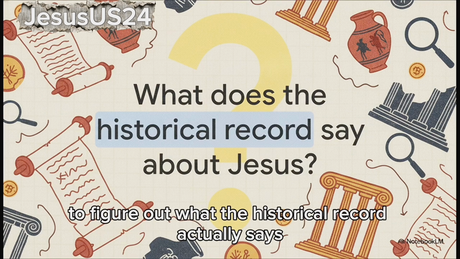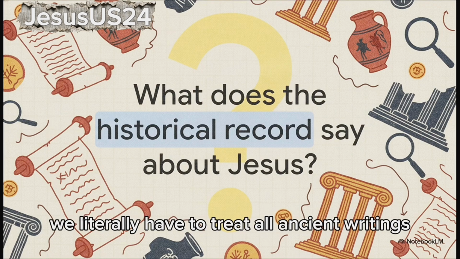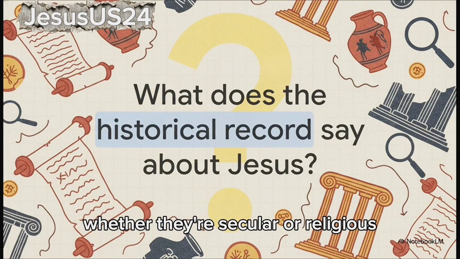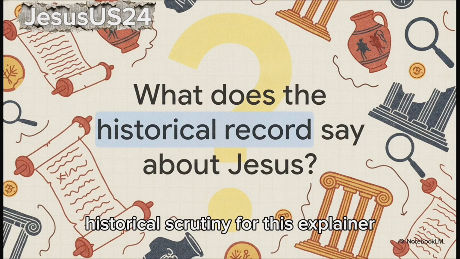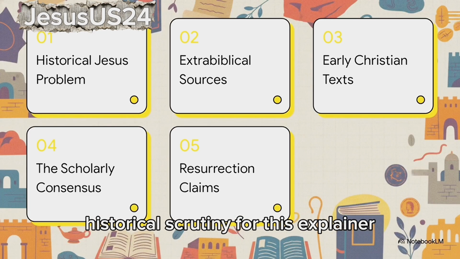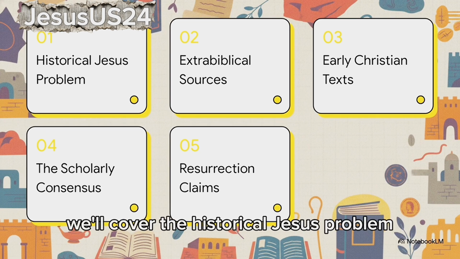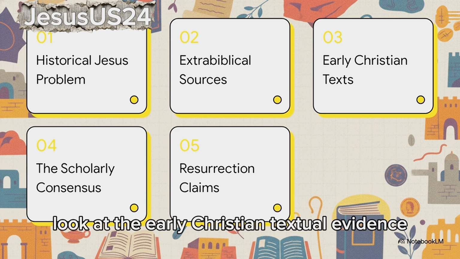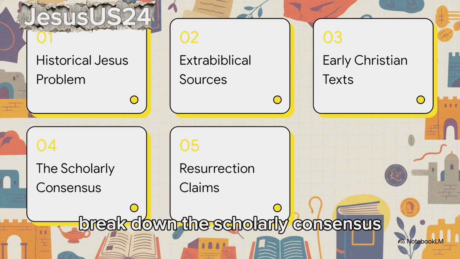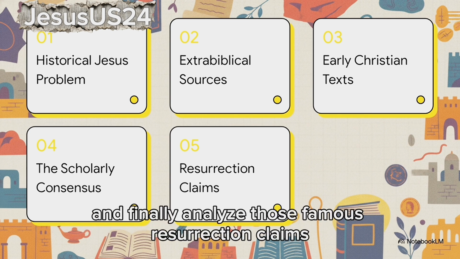So to figure out what the historical record actually says, we literally have to treat all ancient writings, whether they're secular or religious, as primary documents that are subject to really intense historical scrutiny. For this explainer, here is our game plan. We'll cover the historical Jesus problem, check out the extra-biblical primary sources, look at the early Christian textual evidence, break down the scholarly consensus, and finally analyze those famous resurrection claims.